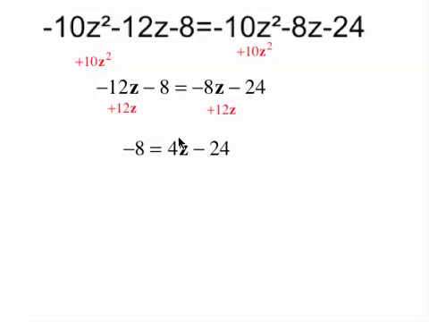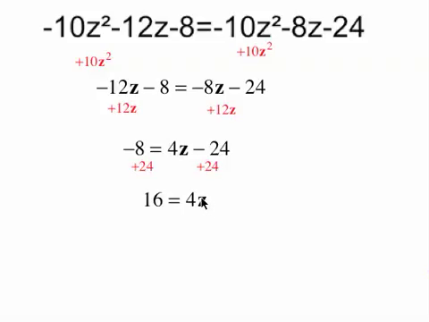Now I want to get all my z's alone, so the negative 24 is stopping that from happening. So I want to get rid of the negative 24. I'm going to add 24. So if I add 24 to the right-hand side, I also have to add it to the left-hand side to keep everything balanced. And we end up with 16 is equal to 4z.